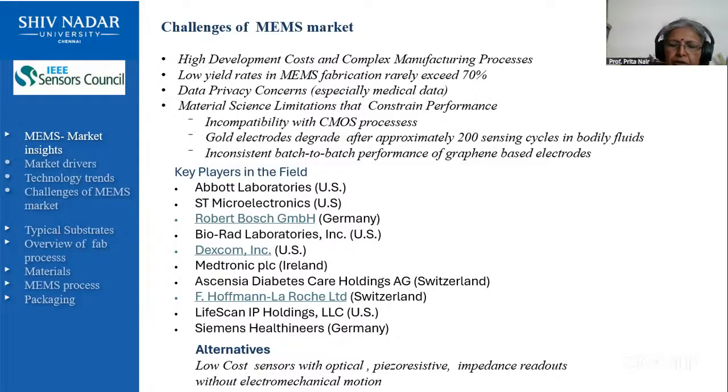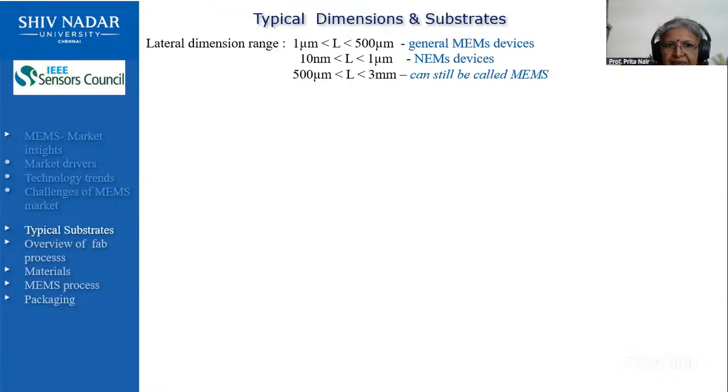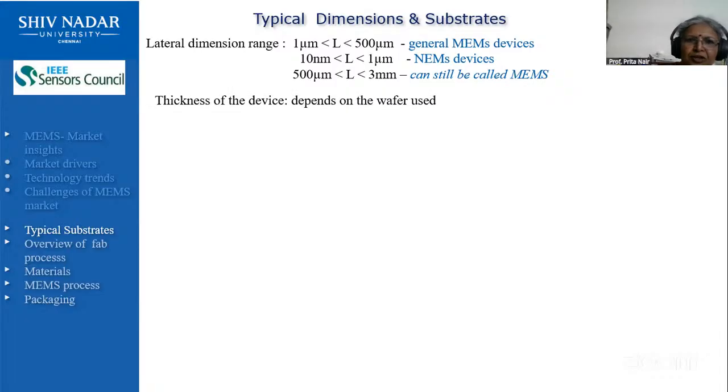Okay, so just to wind up pretty fast: typical dimensions and substrates for a MEMS device. This is for the introductory people. It could range from 1 micron to 500 microns. If we go down, we call them nano electromechanical systems. And we still call them MEMS even if it's around 3 millimeters, sorry.